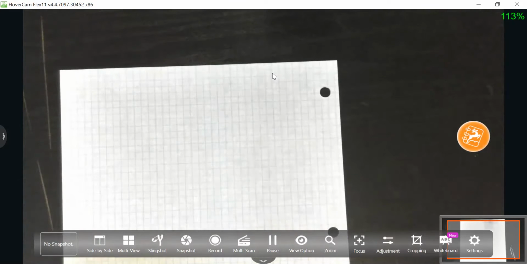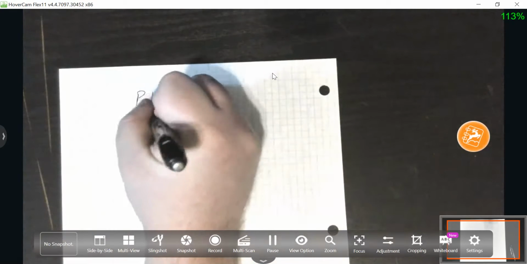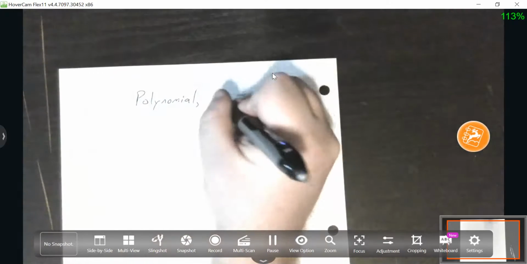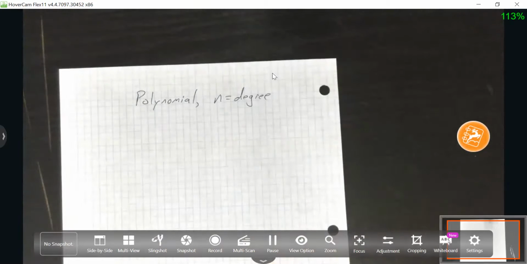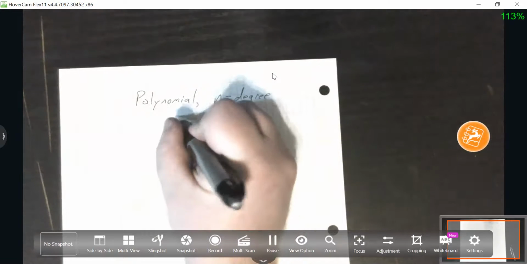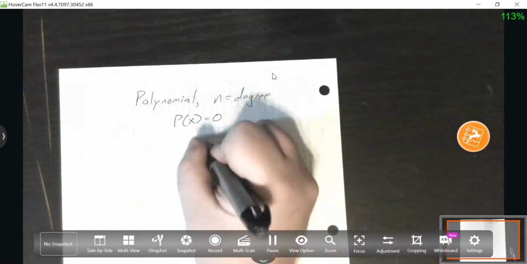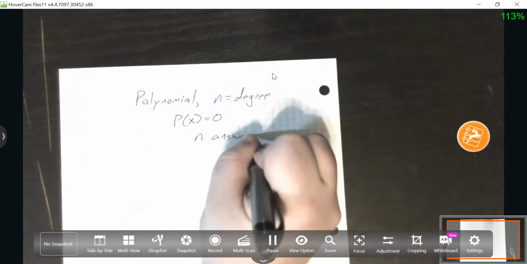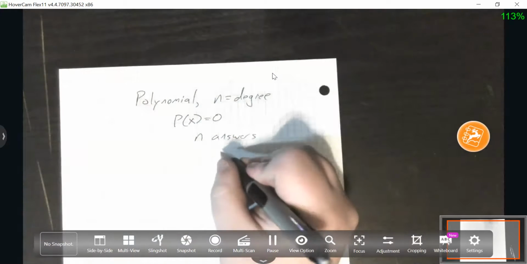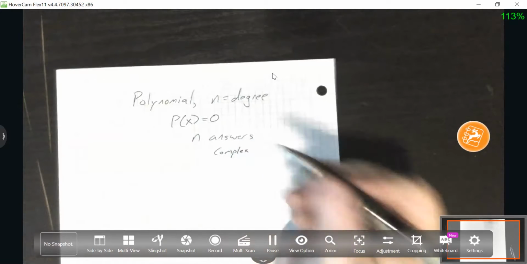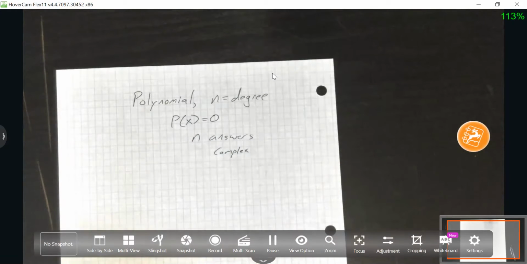The big one that it states is that when we're working with a polynomial, the degree, so remember n is the degree, tells you how many solutions there are to that polynomial if we set it equal to 0. So if I set the polynomial equal to 0, there are going to be n answers. Now, what you need to keep in mind is that they're not n real answers. There are n answers in the complex. So it could be real, it could be i's, it could be roots, it could be anything. It's just that if we include complex values, there are that many answers.